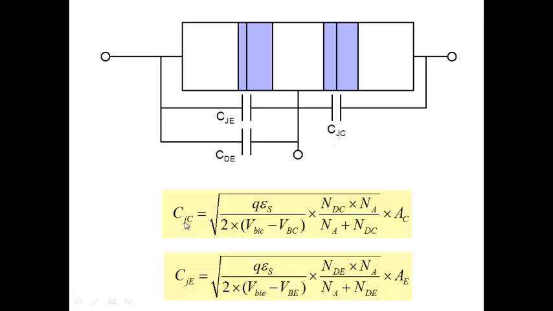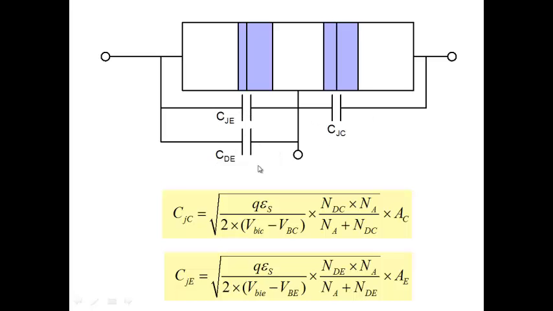CJC is nothing but the same capacitance. This is capacitance per unit area, multiplied by the area of the collector junction. Same thing with base emitter: this capacitance per unit area multiplied by the emitter area. The reason I've put emitter area and collector area is because, if you remember, the emitter is smaller and the collector is larger, so the areas are not the same. These are very straightforward to write down, CJE and CJC.